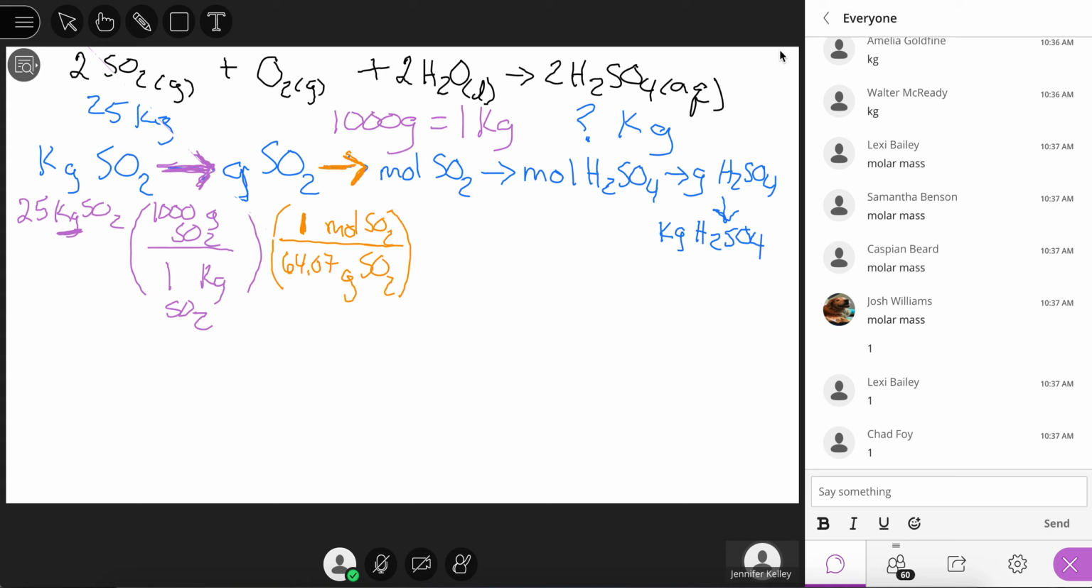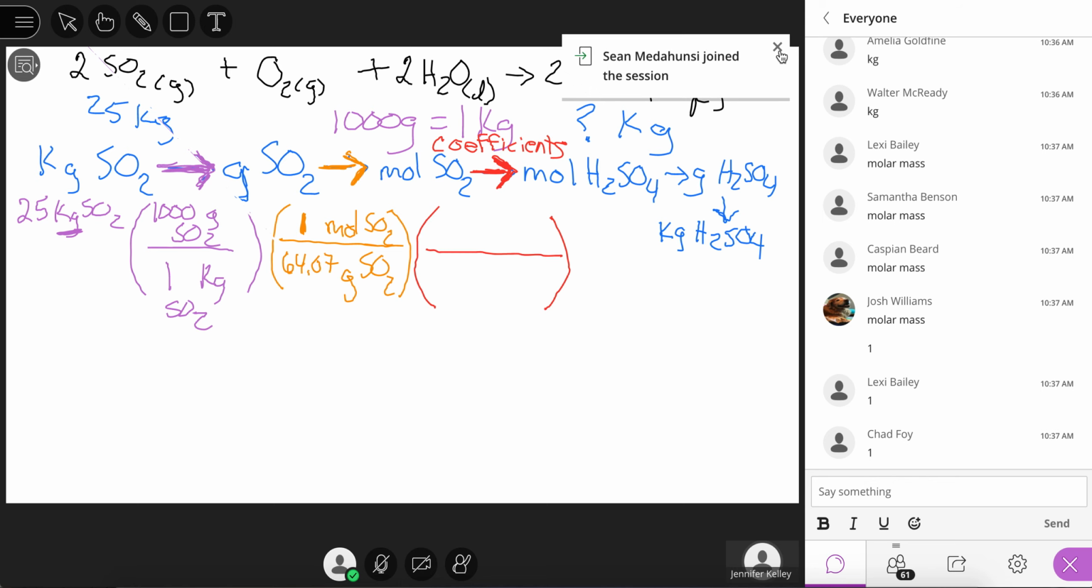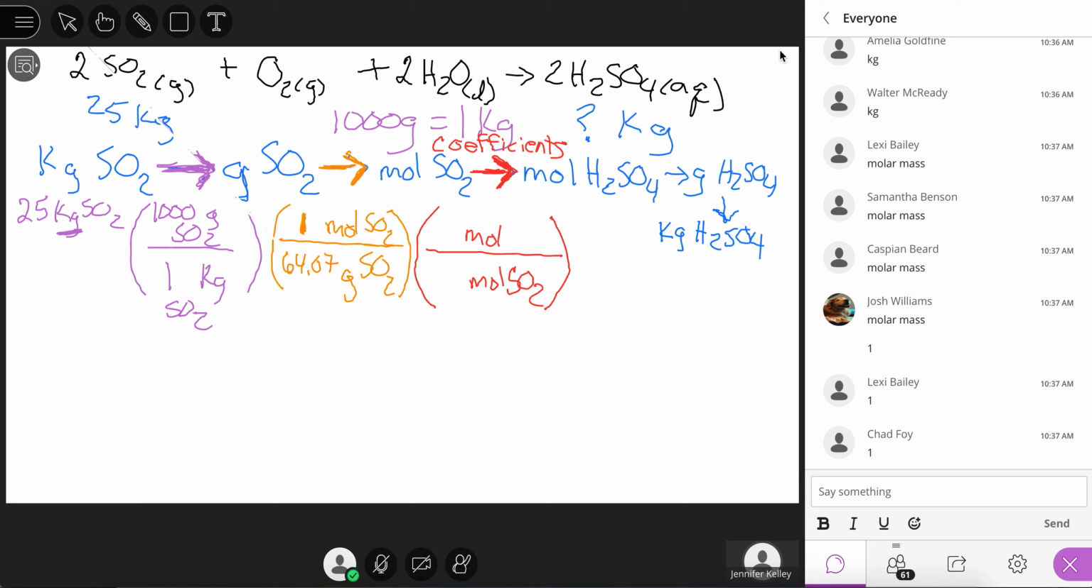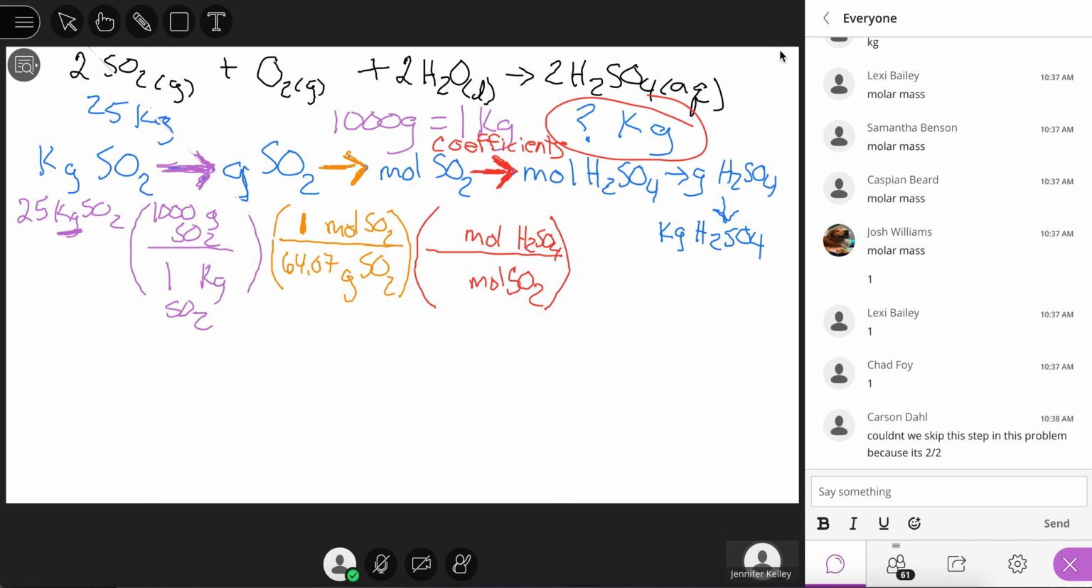Now we're going to do the new step that we are learning, which is moles of one thing to moles of something else. So for that, we're going to use coefficients. Since I have sulfur dioxide moles on the top, I want them on the bottom. And then I want moles of H2SO4. And I know I want moles of H2SO4 because that's given, that's the question, right? So it's asking me how many kilograms of H2SO4.